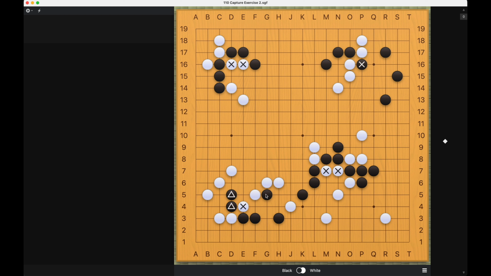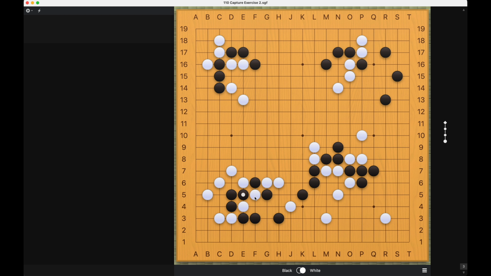What else can we do? What else have we learned from all the capture techniques? And that goes back to our very first lesson, and that is cut. Here is the cutting point. To respond to this, if white plays the Atari on this black stone, black can sacrifice this stone and place this Atari instead.